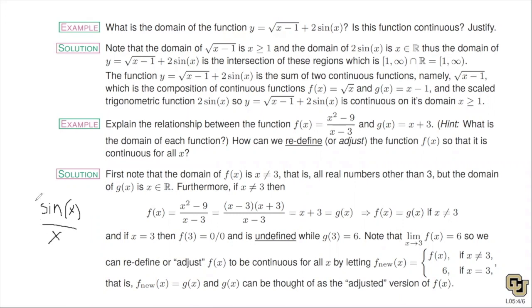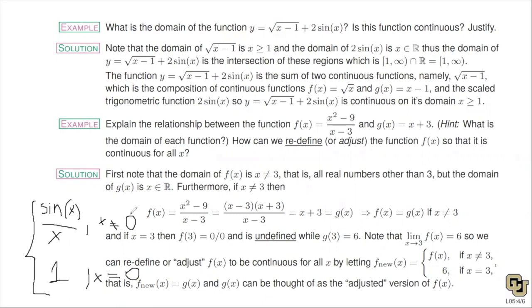So here I can fix sine of x over x by defining a new function like this. If x is not equal to 0, define the function to be sine of x over x. If x is equal to 0, we know sine of x over x is undefined, but the limit equals 1. So when x is equal to 0, let me redefine the function to be 1. So this is probably the most famous example of fixing a removable discontinuity by redefining the function at a point.